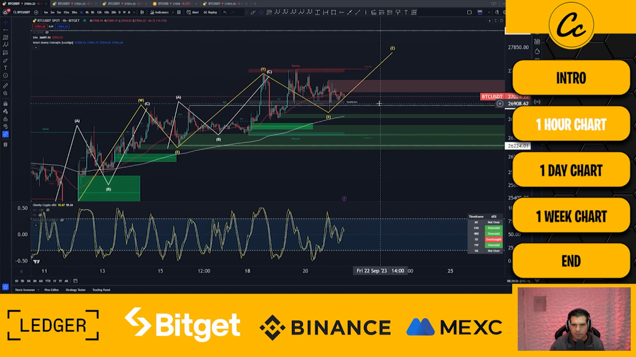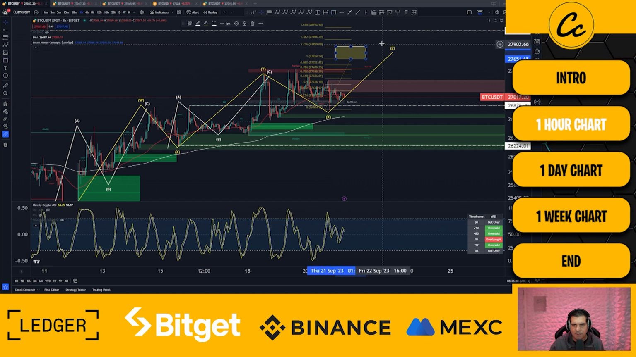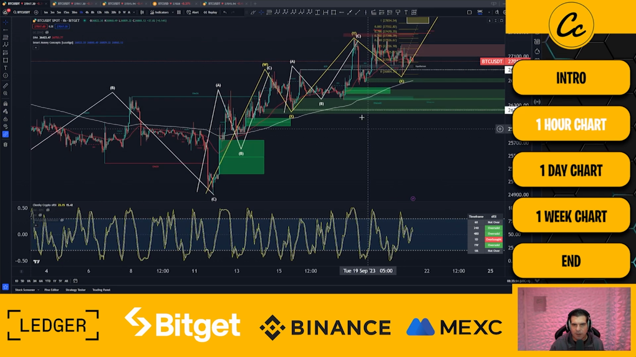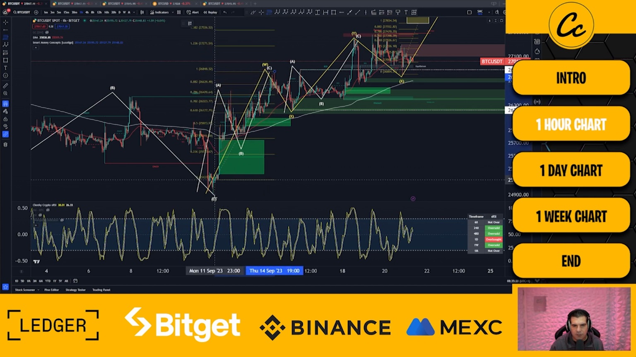So we are still looking for this move to the upside. How high of a move to the upside are we looking? I don't think it's going to be overly impressive, but I think we can see a potential push here towards 27,650 to 27,850 right up here. Okay, but again, there is the possibility that we get this slightly larger move, which would mirror that of the W wave to a degree.